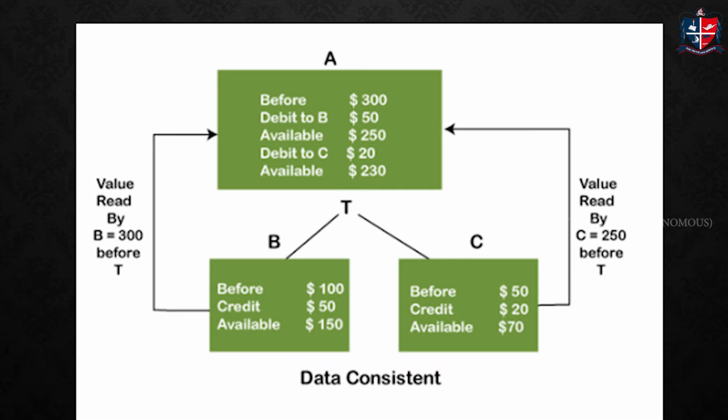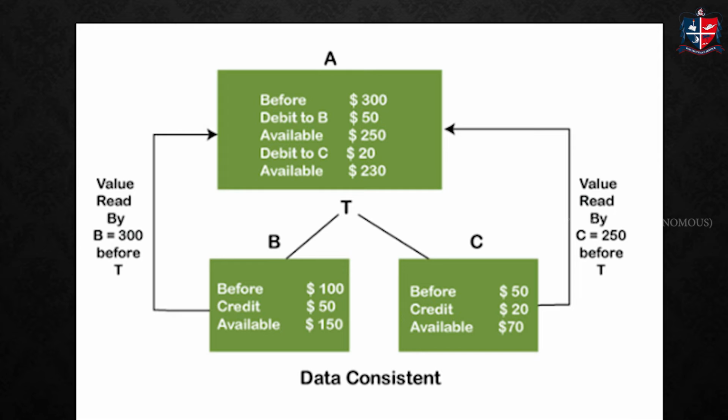So when the value is read by B, what will the value be? 300 will be the value. You can see before the transaction, the value is 300. For B, before transferring the data, the value was 100 and the credited value will be 50, because 50 rupees is sent from A to B, and the available value will be 100 plus 50 equal to 150.